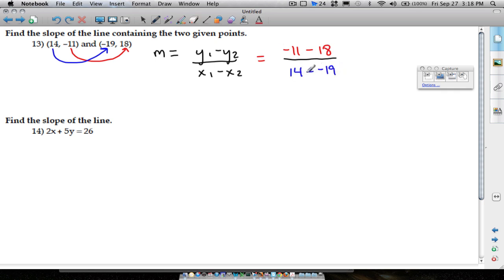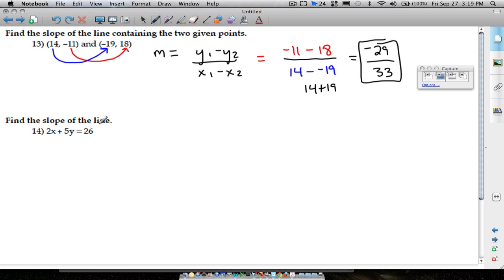Be careful right there. The reason why that minus is there is because the formula tells you to subtract, and then you want to subtract what that number is in the x2 spot. So it is a negative 19. This becomes a plus, so up top, negative 11 minus 18 is negative 29. Down here, this becomes a plus, so you're going to take 14 plus 19, and 14 plus 19 is equal to 33. So there's the slope of that line that contains those 2 points.